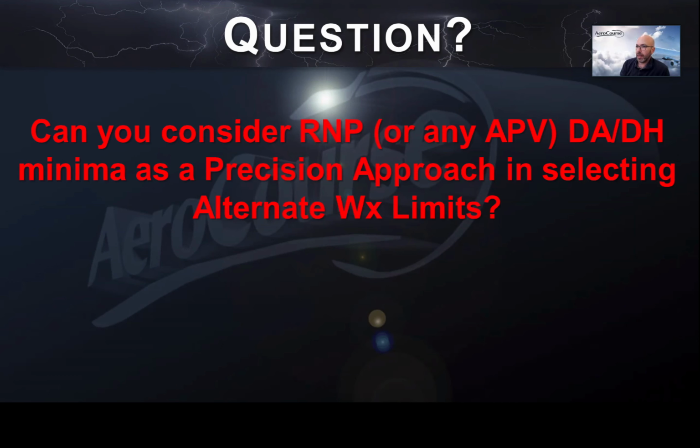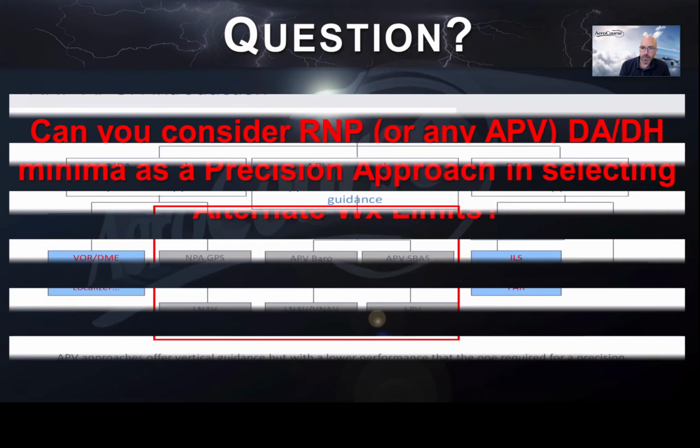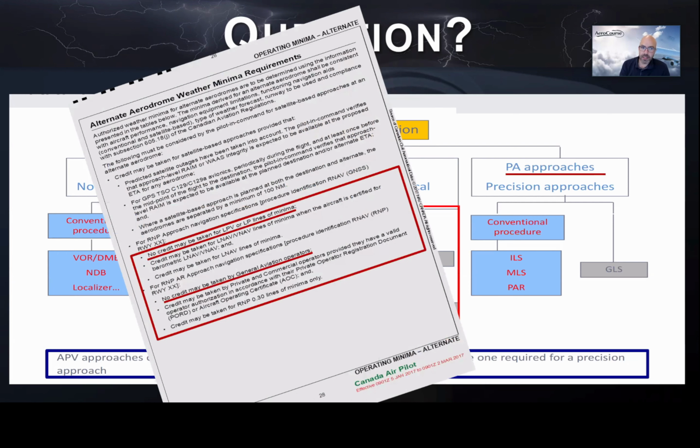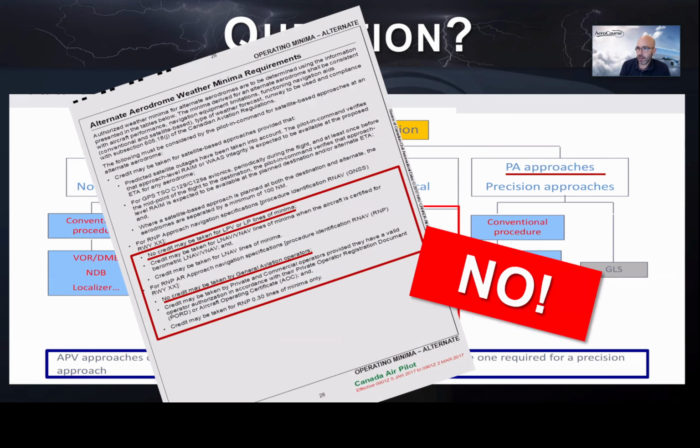Now, there's a table inside the CAP GEN that's worth knowing for the exam. That's how we select our suitable alternate, right? It's based on how many usable approaches there are, whether they're precision or non-precision. Just remember, in Canada, APV or LPV approaches, whatever you want to call them, are not considered precision approaches. The only precision approaches in Canada right now are ILS, MLS, and PAR approaches. The GLS ones are still not approved. So it says it right here, no credit may be taken for LPV or LP lines of minima. So if you're asked on the exam if you can do it, you cannot.